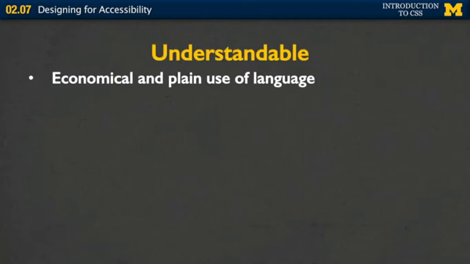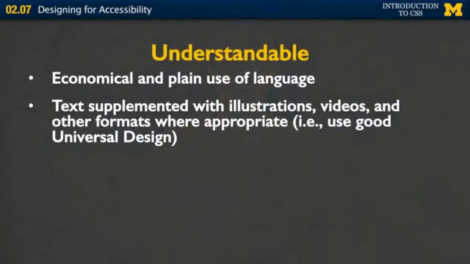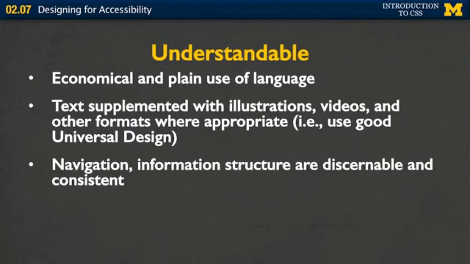Next, let's talk about what I mean when a page is understandable. Typically, you want to keep your language short and sweet on your page. Unless you're an author and you're showing off your works, people are only going to spend a few seconds on your page. Make it easy for them to understand what you're trying to say. When you have text supplemented with illustrations, videos, and other formats where appropriate, you want to make sure that you're using good universal design, that people are able to access it.